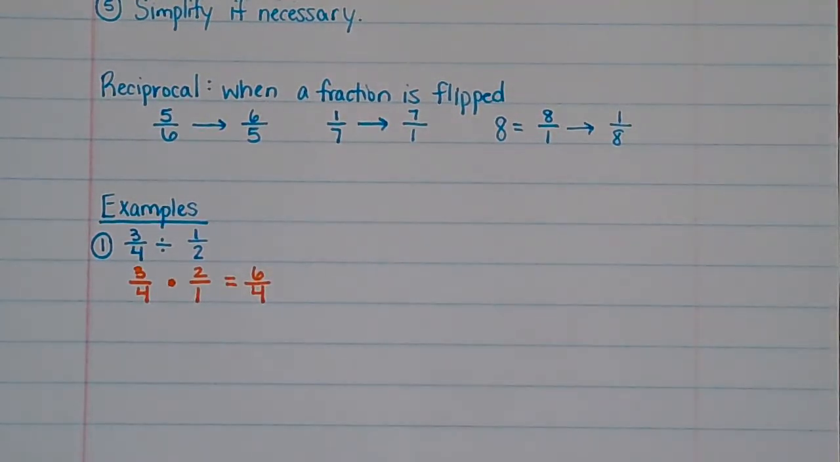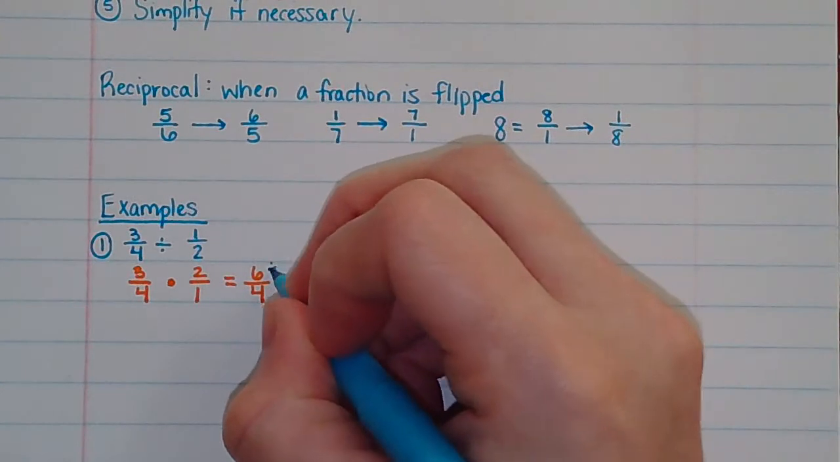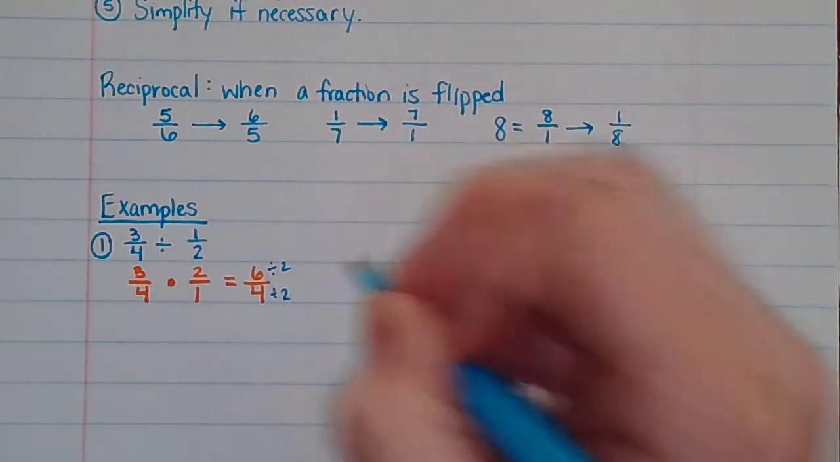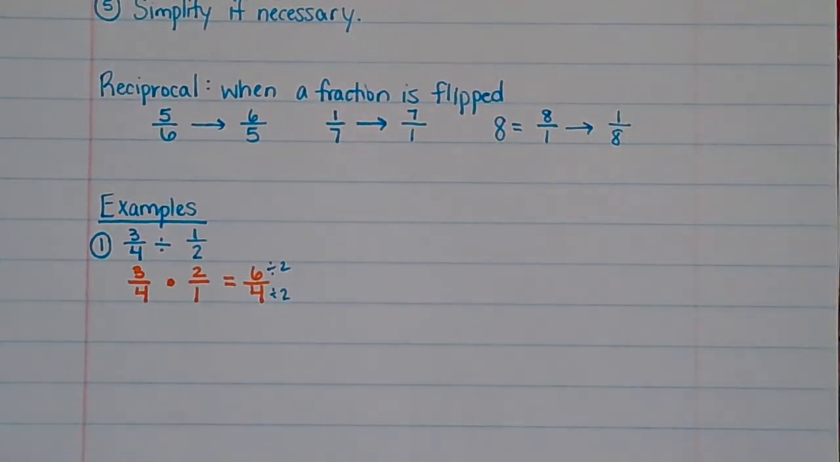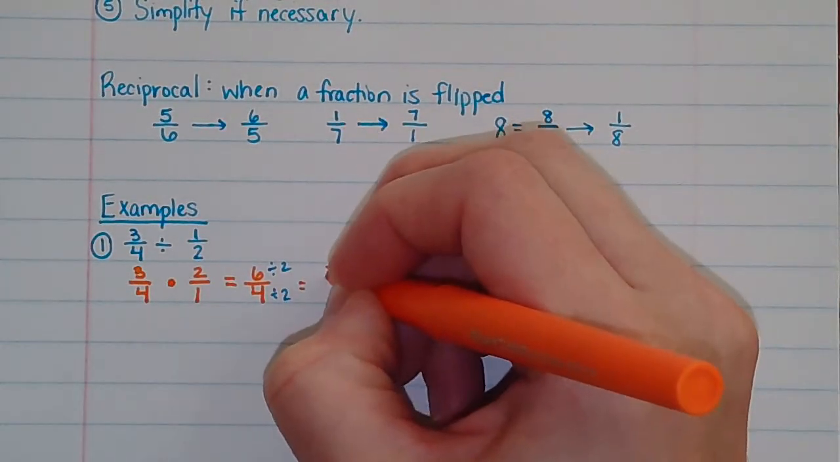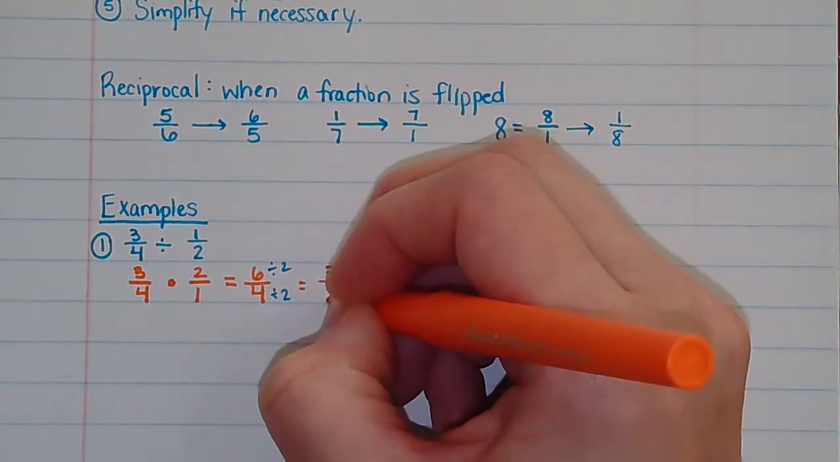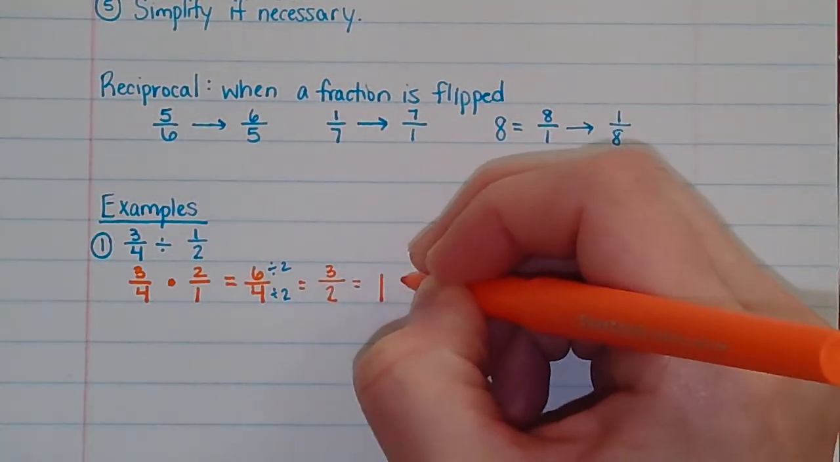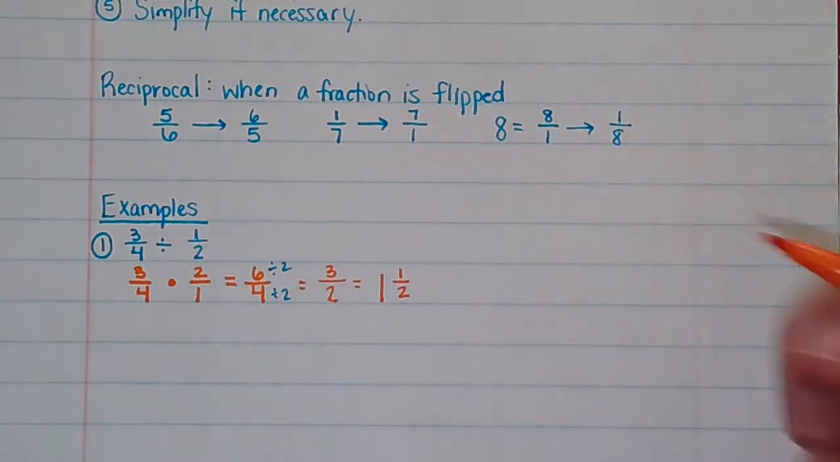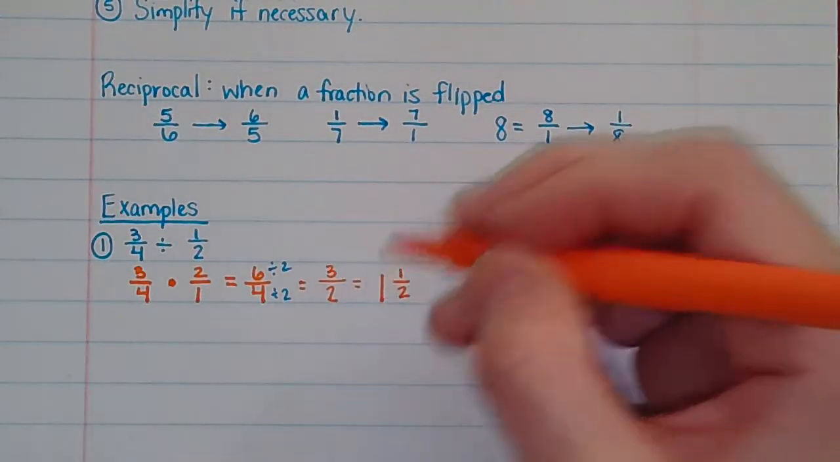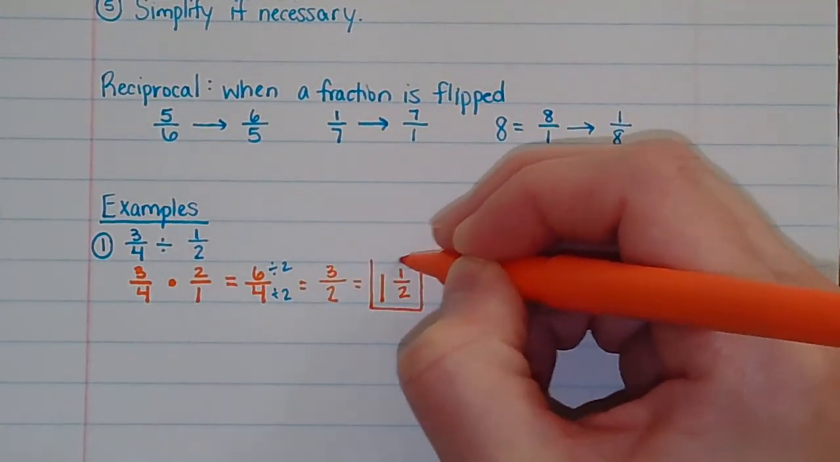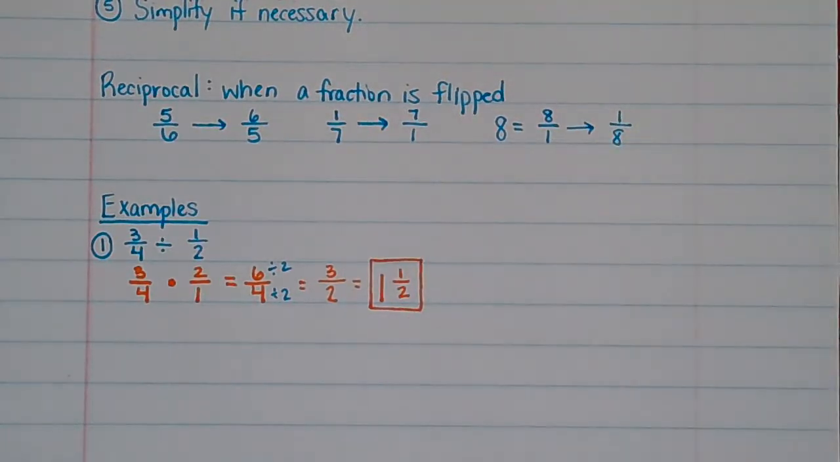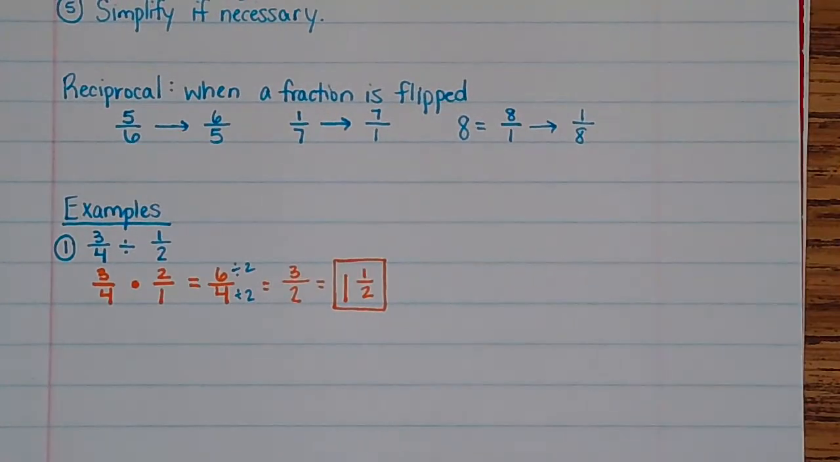All right, I can simplify this. What can I divide both of these by? I can divide both of these by 2. Okay, so if I do 6 divided by 2, I get 3. If I get 4 divided by 2, I get 2. And then if it wanted it as a mixed number, I could change it to 1 and 1/2. Okay, I don't know which one it wants. Once again, it didn't tell me, so there we go. All right, let's look at another one.